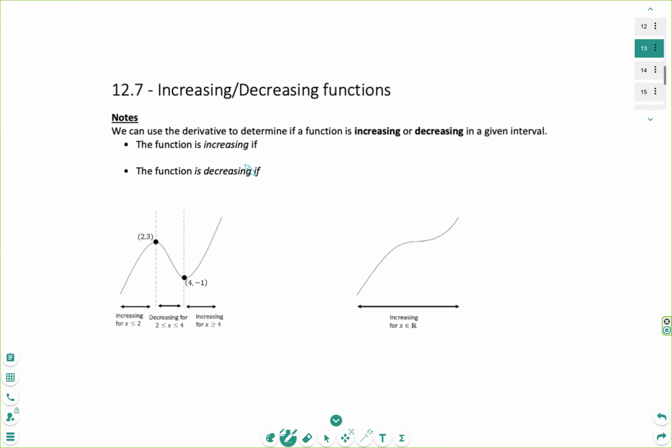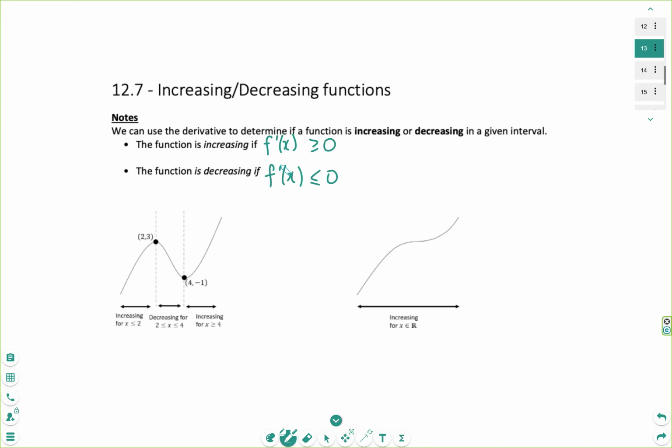The function is increasing if the derivative, f dash x, is greater than or equal to 0. That means it's a positive gradient. The equal to 0 part is debatable. Some people put it equal, some people don't, but it doesn't matter. So it's greater than or equal to. The function is decreasing if f dash x is less than or equal to 0. So just remember it for now.